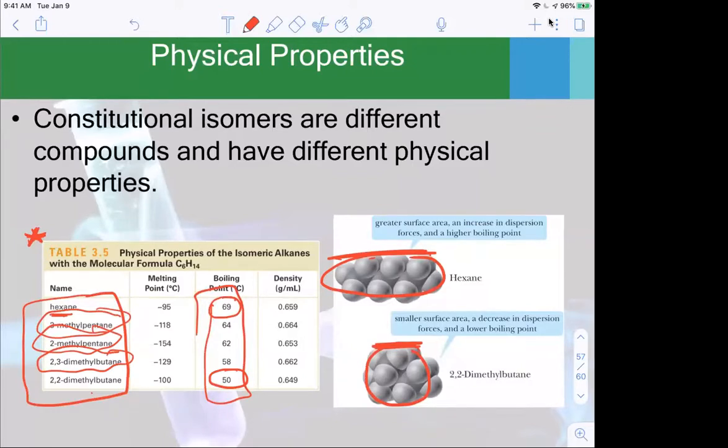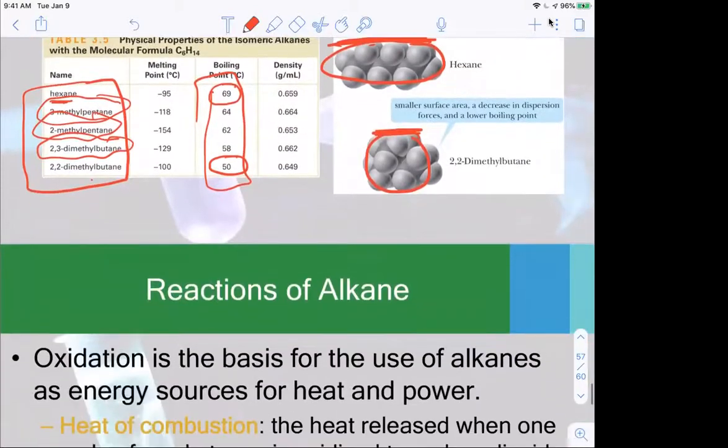So you'd have to draw the structures and look at the surface area, and you'd have to figure out the branching, and you'd have to indicate that the compound that has the greater surface area would have an increase in those dispersion forces and a higher boiling point. And to explain all that, you not only have to draw everything, but you have to use the terminology.